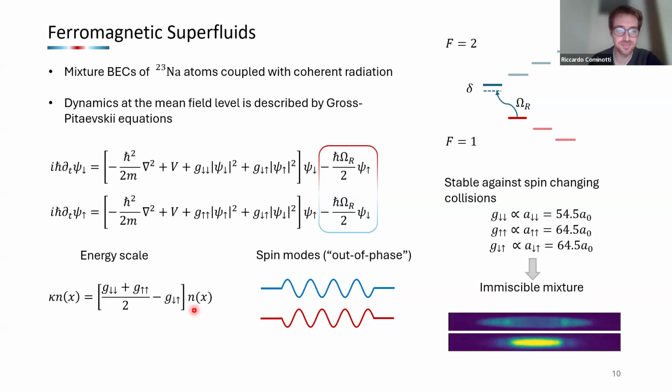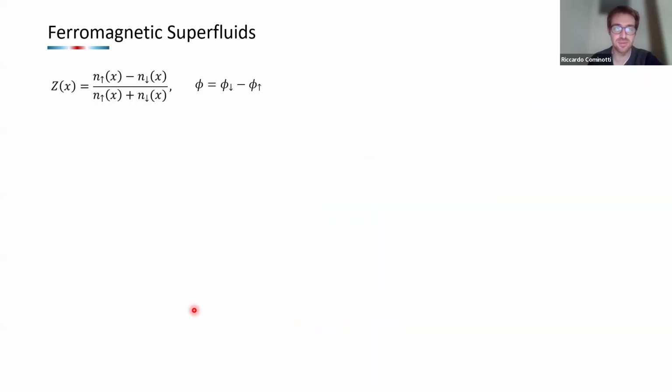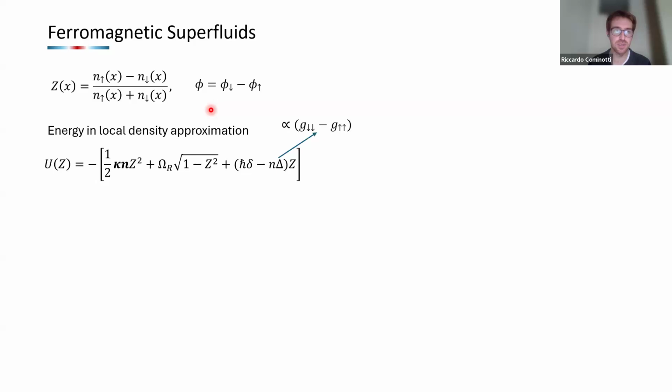Now, to better understand the behavior of the system, we can also introduce two variables describing the internal spin state, and these variables are the relative magnetization, which is the difference between the two atomic densities, and the relative phase, which is the difference between the two phases of the order parameters. And with these variables, we can write down the energy in local density approximation.